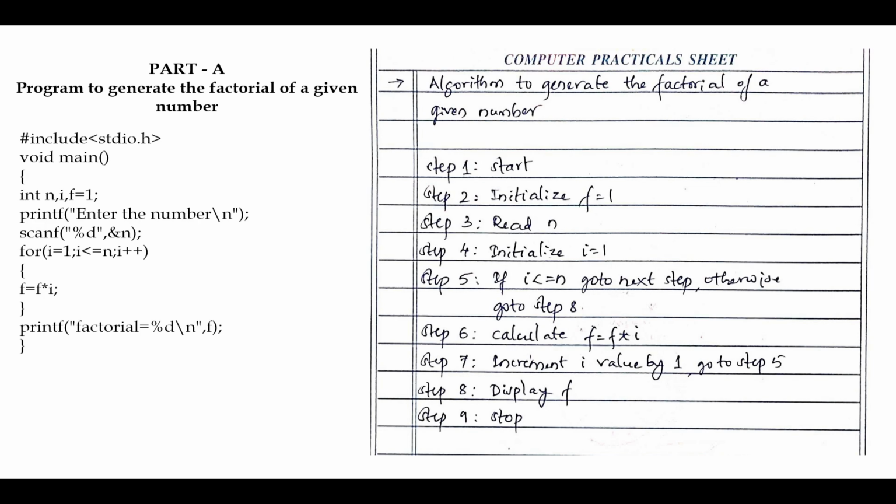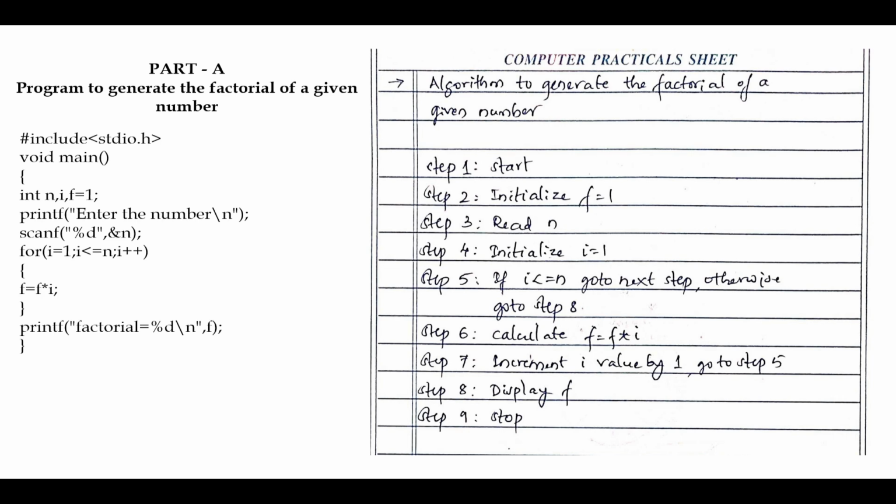Okay, I have written the algorithm for this same program. You can see step 1 is start. We initialize f equal to 1, and then we read the number n. In the for loop we initialize I equal to 1, and then we check the condition. If I is less than or equal to n, we go inside the loop, otherwise we go out of the loop.